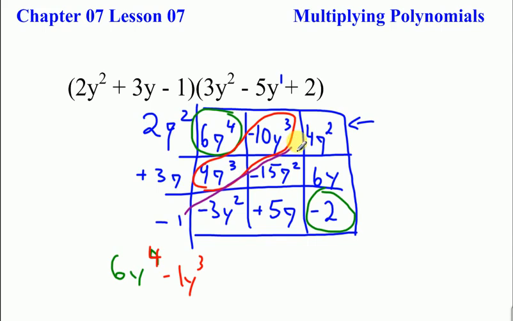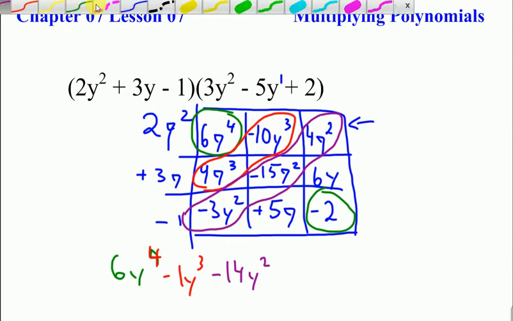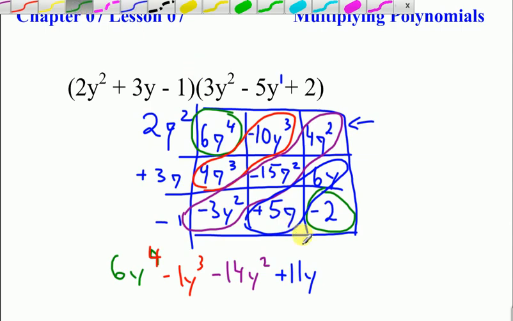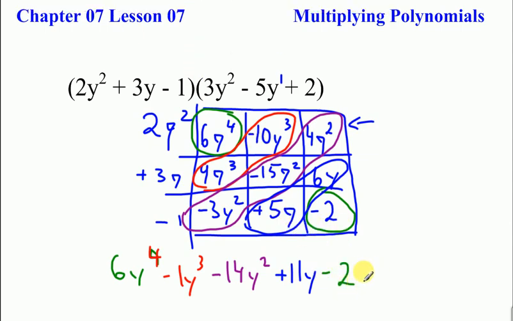Then diagonally here, oh, this is getting crazy. We got 3 terms. Okay, negative 3, negative 15 is negative 18, plus 4, positive 4 is negative 14. Negative 14y squared. And then here we have positive 5y, positive 6y is 11y. And then finally, all by itself down here, negative 2. And this is simplified. I'm going to check my exponents. 4, 3, 2, 1, 0. Okay, so that is correct.